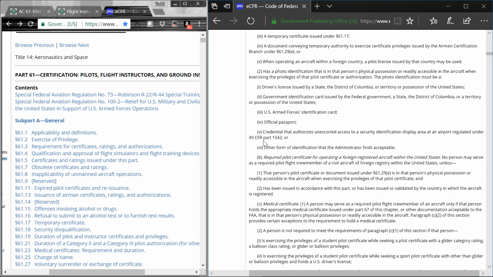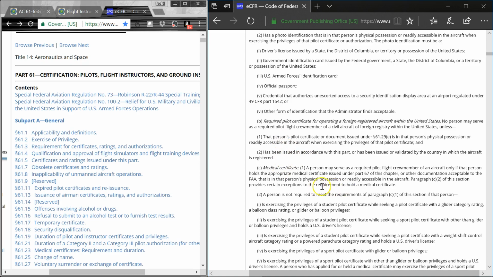What is an ID? Well, an ID is something that has your birth date, has a picture on it, and things like that. So, would a library card work? No, it wouldn't. The reason is because it must be issued by the federal government, a state, or the District of Columbia. So local governments don't actually work for this particular requirement.